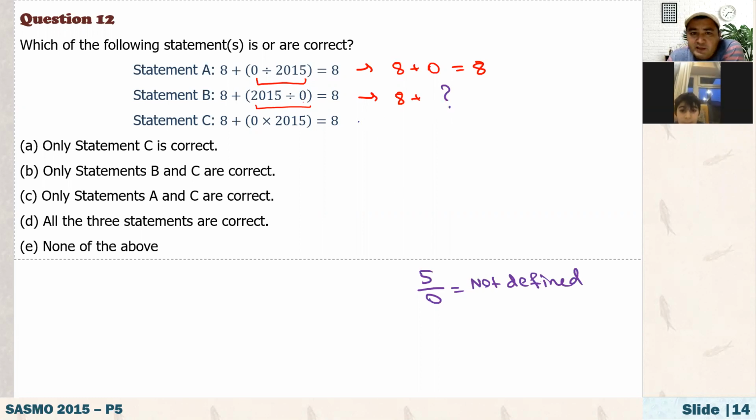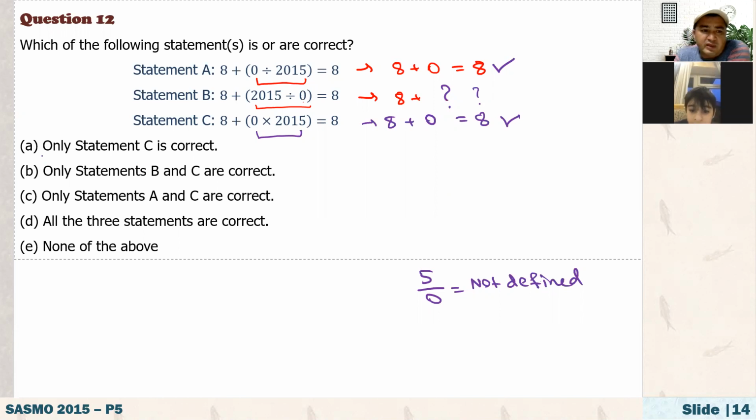So the third one is 8 plus 0 times 2015. What is 0 times 2015? It is 0. And 8 plus 0, that's equal to 8. So here, the second statement is wrong. The first one is correct. The third one is correct.